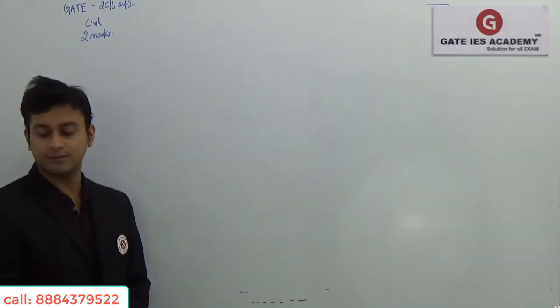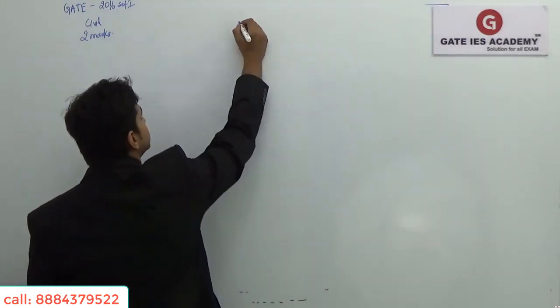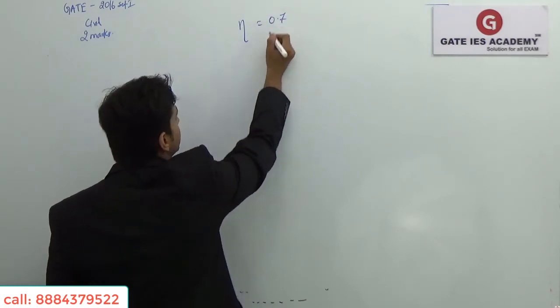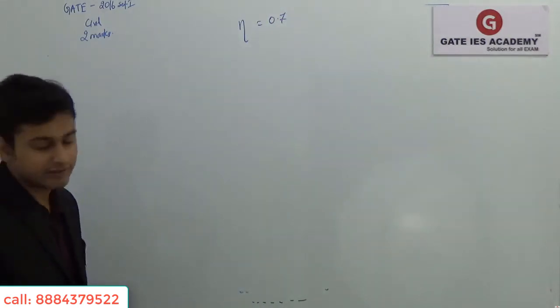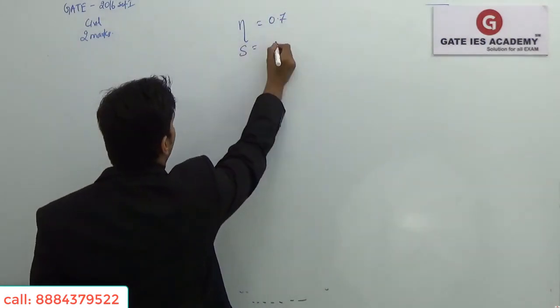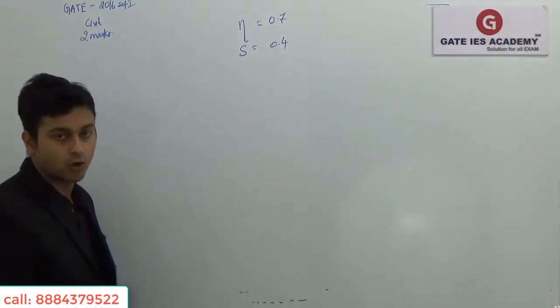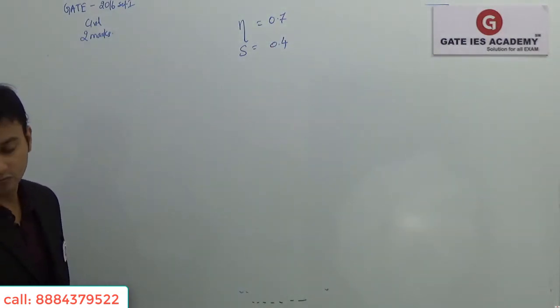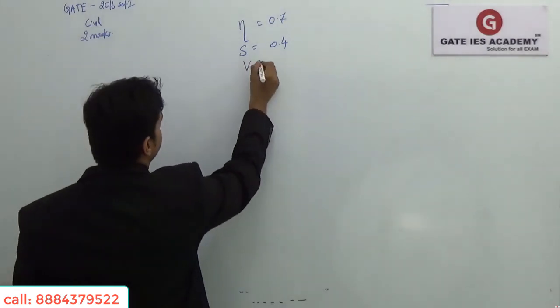So porosity is given as what? The porosity, that is eta value, is given as 0.7. The saturation is given as 40%, S is equal to 0.4, taking in decimal. And the total volume of the system is 100 meter cube.